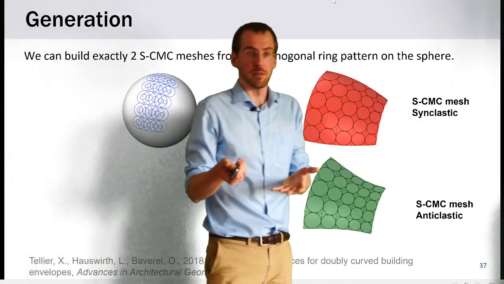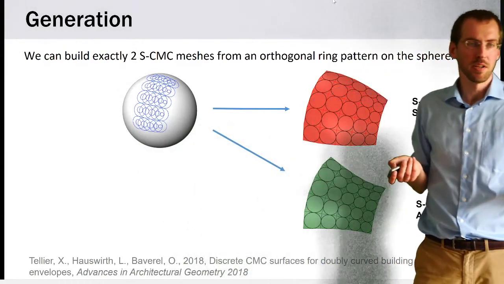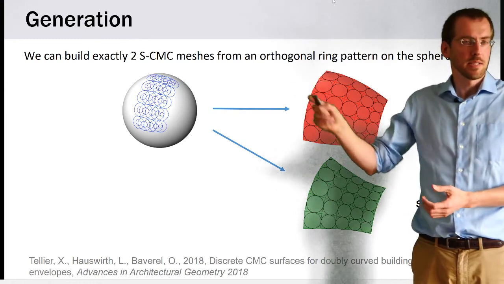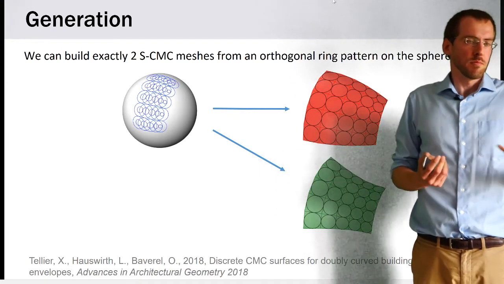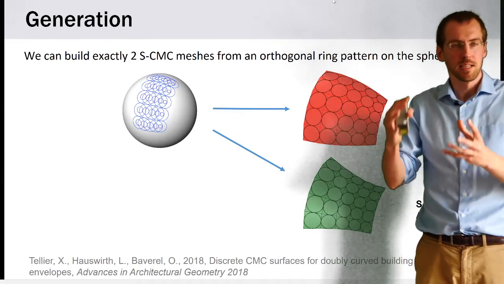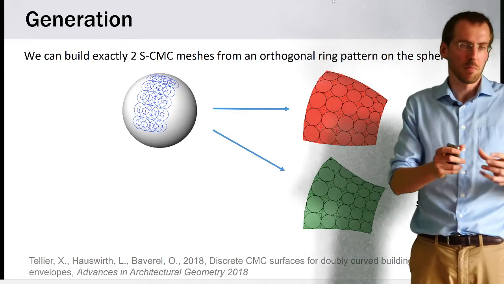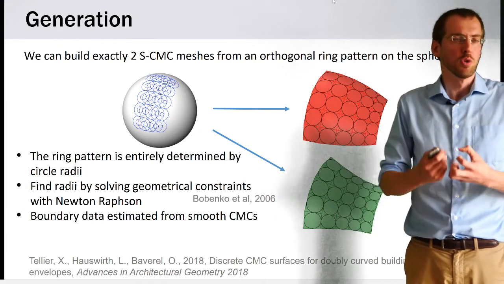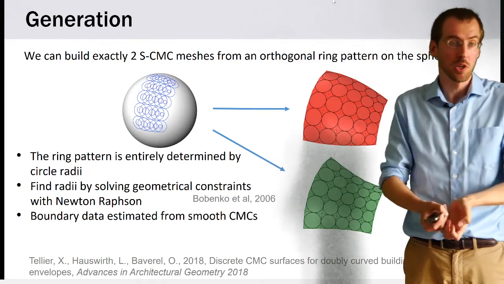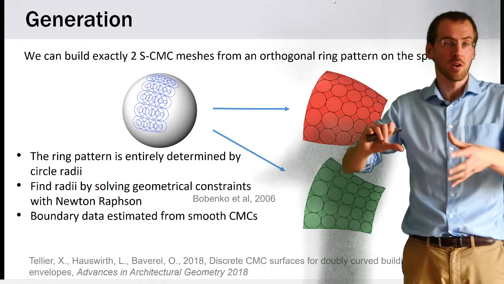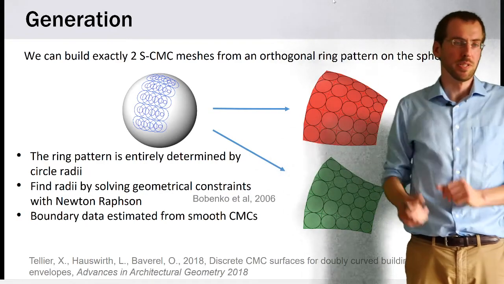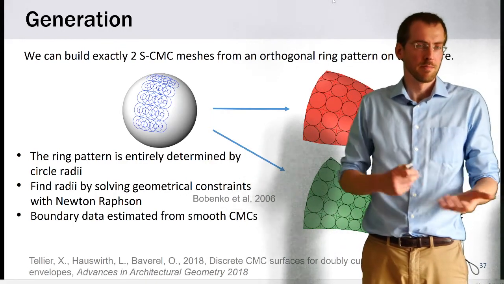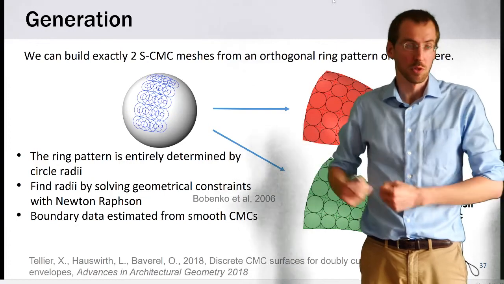So the generation method we propose is based on the observation that given such a circle packing, you can build exactly two SCMC meshes. So actually, to build these very complex SCMC meshes, you just need to build the circle packing. And even better, such a circle packing can be built just knowing the radius of each independent circle. So if you know the radius, you can rebuild it entirely, just up to rigid body motion.